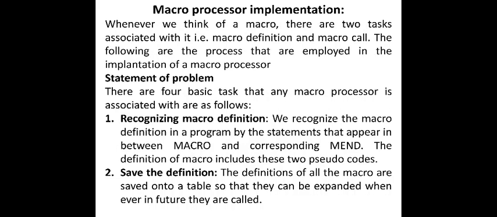These are the four things we have already seen in our previous sessions. Now formally we will understand how the macro implementation is done. In the statement of the problem, the first task is recognizing the macro definition. As the name itself tells, here we are speaking about the definition of a macro, and we have to identify where it starts and where it ends. So we recognize the macro definition in a program by the statements that appear between two things.